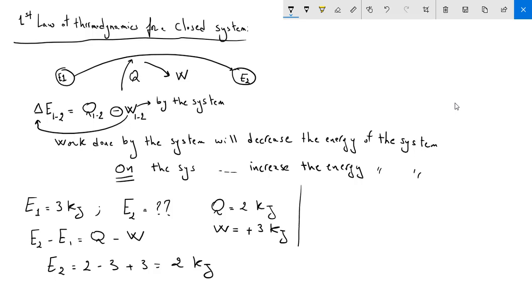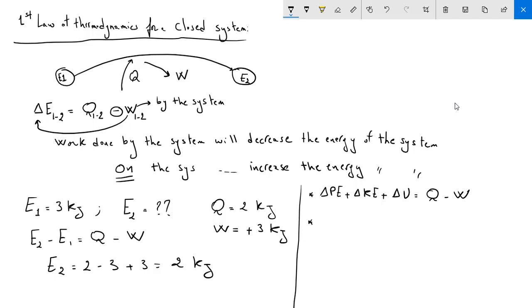So we can say now that the change of energy of the system, the change of potential energy plus the change of kinetic energy plus the change in internal energy, will be Q minus W.